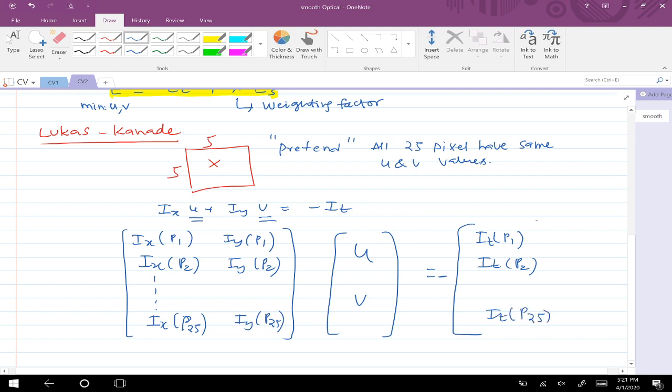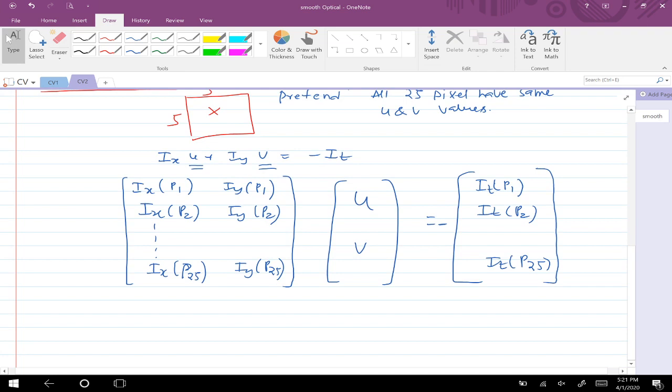In the beginning we had one equation and two unknowns. What happened now? We have 25 equations and two unknowns. Okay, the other side of the problem we are now in. So for a 5 by 5 size, this is 25 cross 2, this is 2 cross 1, and this is 25 cross 1, right? So you have only two variables, fewer unknowns, more equations.